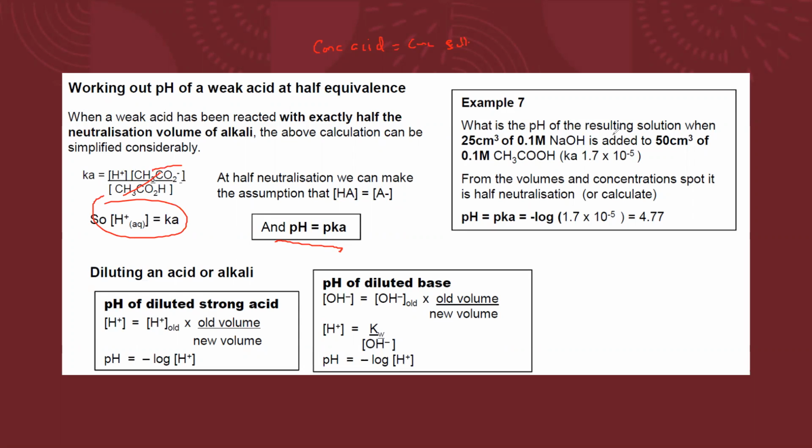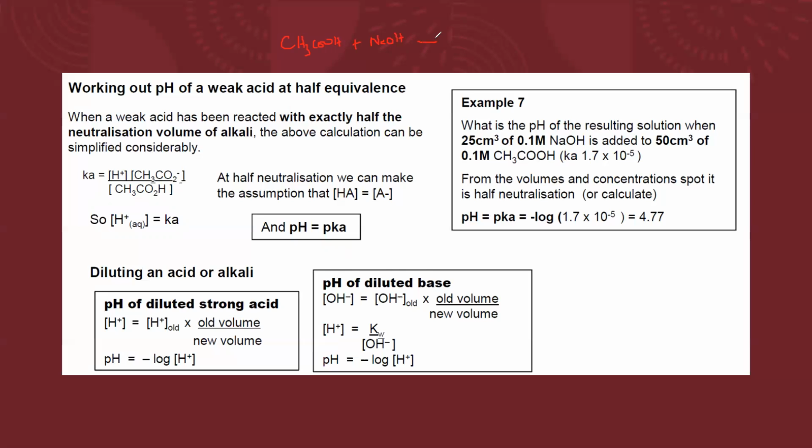So, for example, what is the pH of the resultant solution when 25 cm cube of 0.1 mole sodium hydroxide is added to 50 cm cube of 0.1 mole ethanoic acid? The dissociation constant is 1.7. The concentrations are the same, the volume of sodium hydroxide is half the volume of ethanoic acid, and the simplest ratio for the reaction between them is 1:1. If you have ethanoic acid, 1 mole of ethanoic acid reacts with 1 mole of sodium hydroxide.